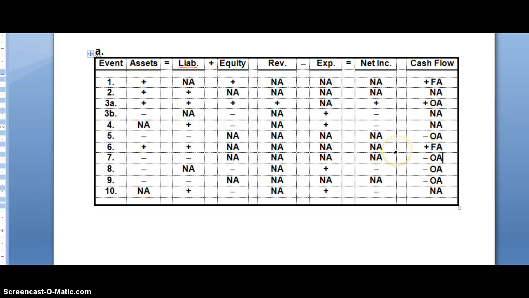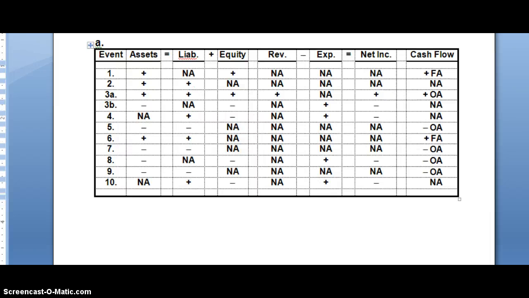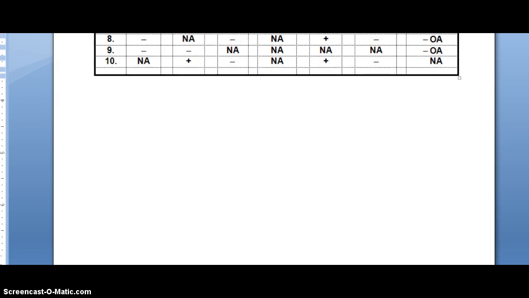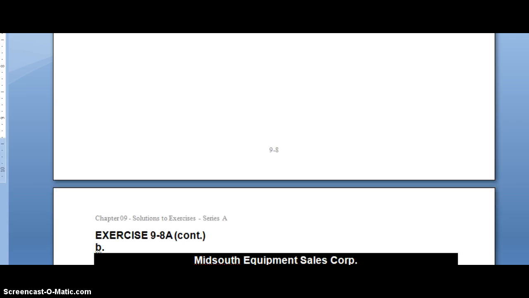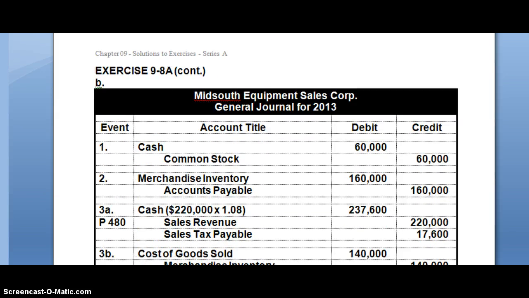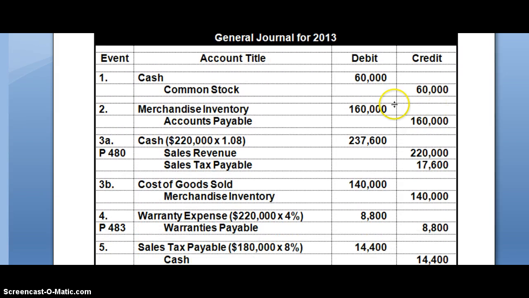Now we're going to get into the T accounts. What you're doing here, let's start with the general journal before we move to the ledger. These are all the transactions right here. This is how it's supposed to look. Cash goes up, common stock goes up.